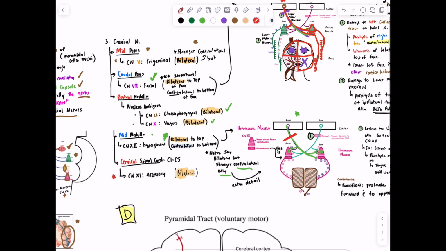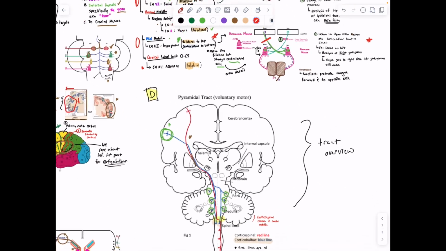All right, so the only weird ones are we have facial, which is bilateral, except for the bottom part of the facial, which is contralateral. And then we have bilateral for everything else, but for 5, you have stronger contralateral. And then for the tongue, you have stronger contralateral as well. All right, but it's bilateral. So jaw and tongue are stronger contralateral.